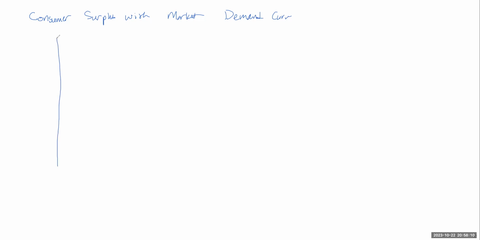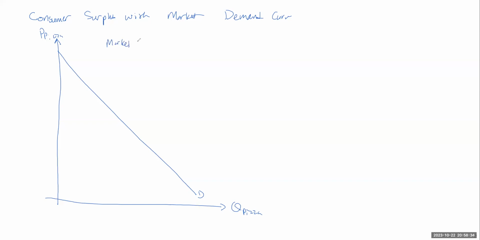With the market demand curve, the mechanics are identical, but the logic, the intuition, is slightly different. Here's price of pizza, quantity of pizza, the demand curve. This is the market demand, so this is the demand for pizza in Costa Mesa or whatever city we could think of.